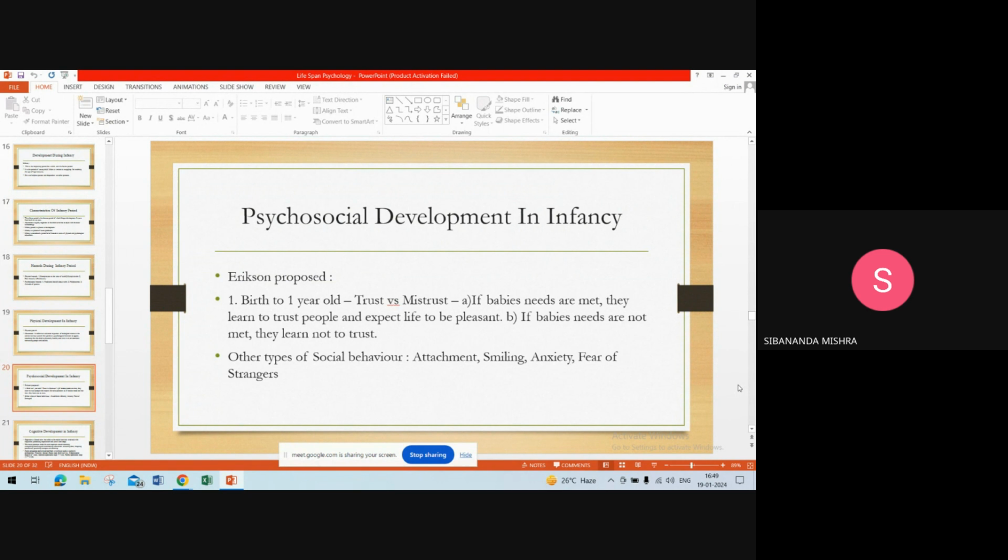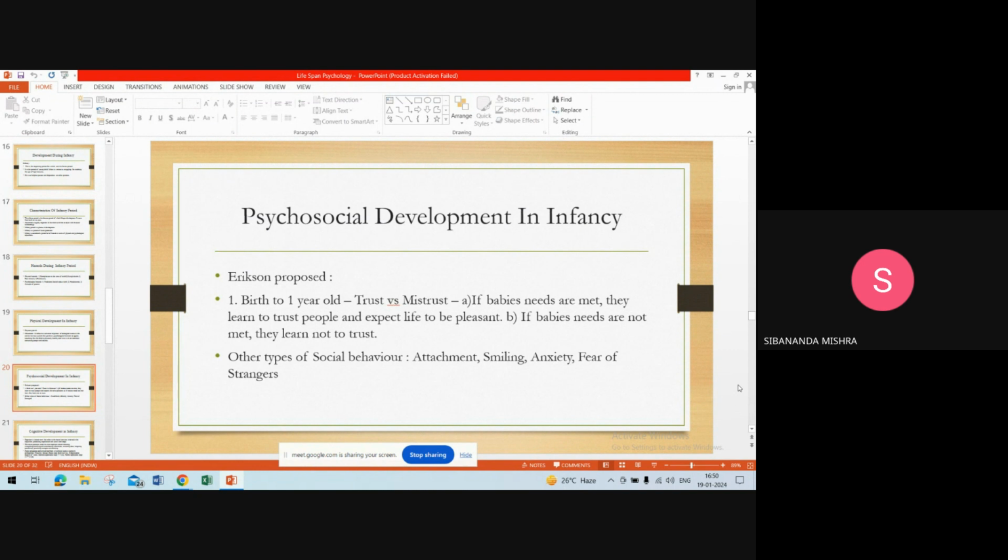Next is anxiety. Babies also feel anxiety. We all know that the mother and child relationship is very important in the infancy period. If the mother is disappearing, he may cry and scream, watching every door. The increase in attachment behavior is considered to be an indication of separation anxiety. This is also separation anxiety.